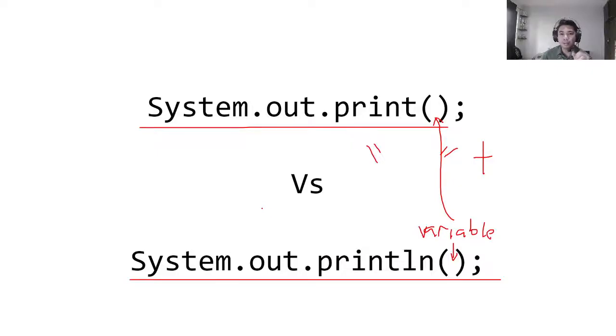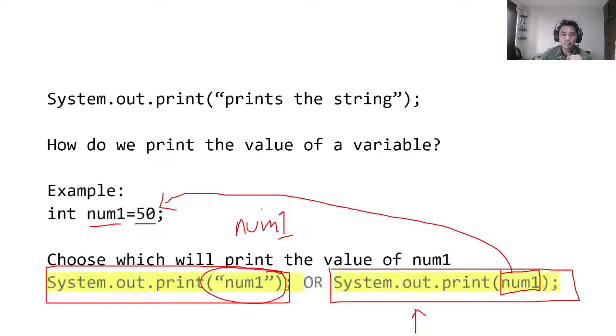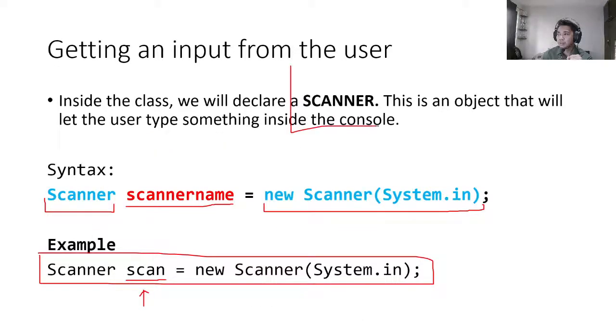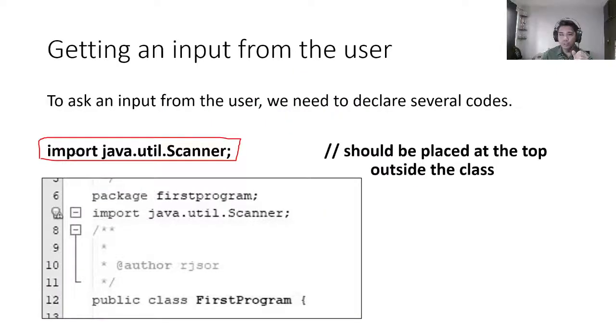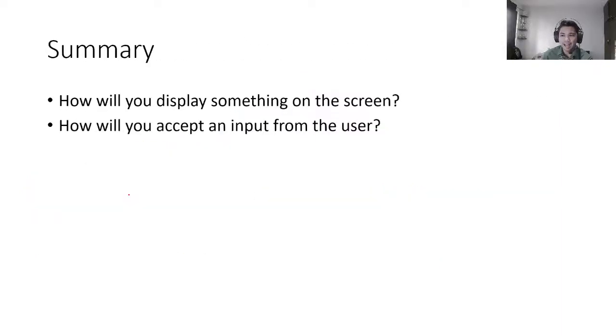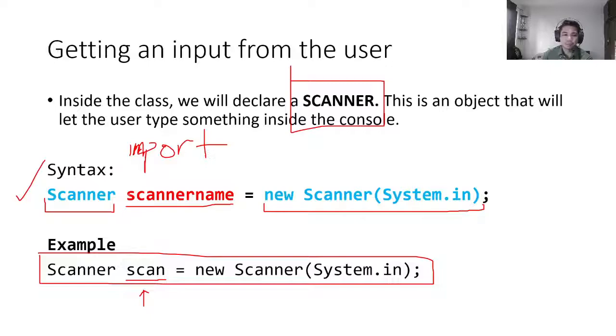Now, if you want to accept the user's input, you have to use a scanner. So to use a scanner, do not forget to import. After importing, you declare your scanner. And after declaring the scanner, you use the scanner to put a value inside a variable. So that's it.